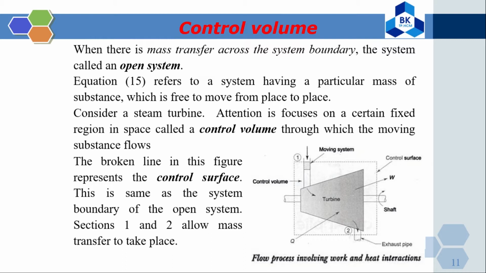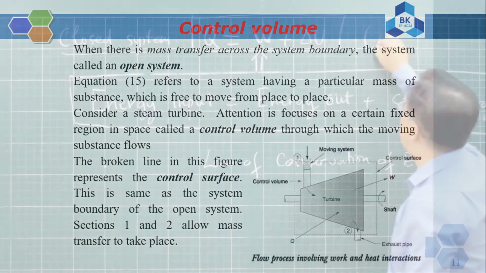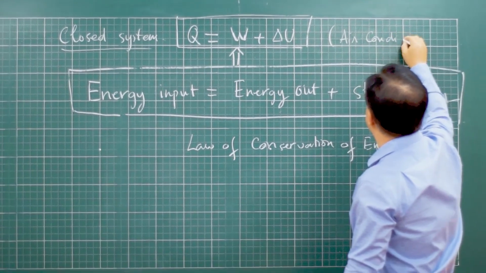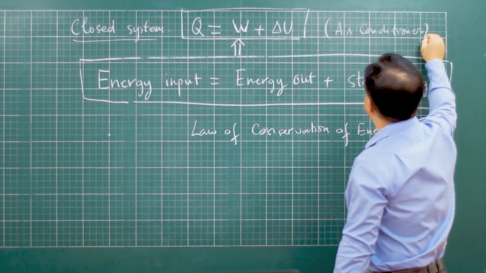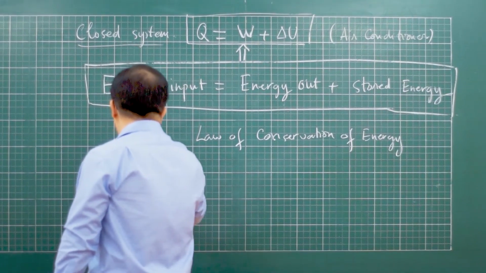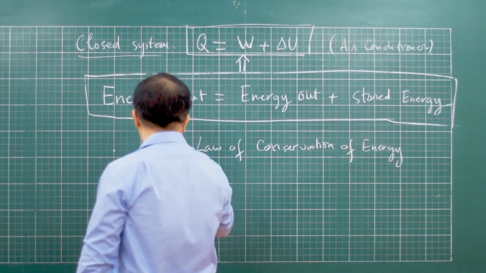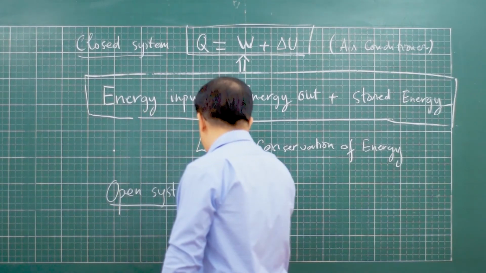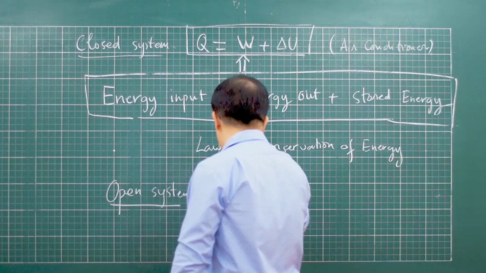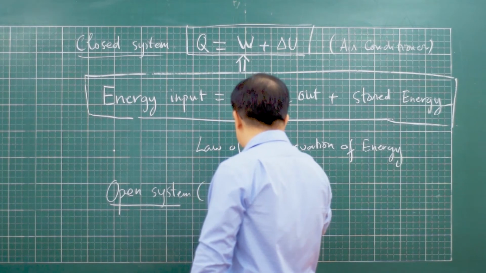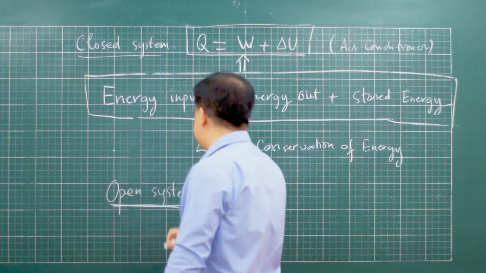And one example of a closed system, as you already learned in the previous lesson, is the air conditioner. Okay, so now for the open system, like the motorbike, we got the open system.